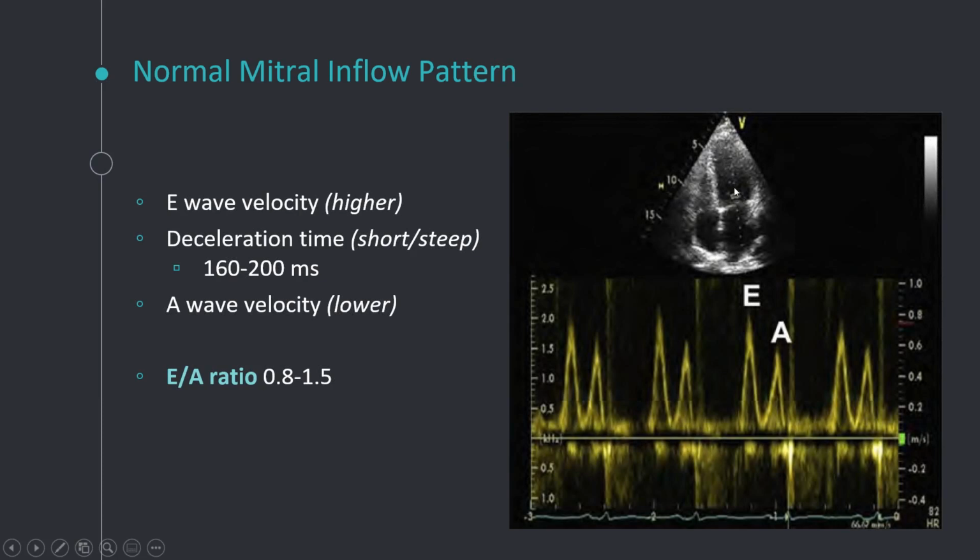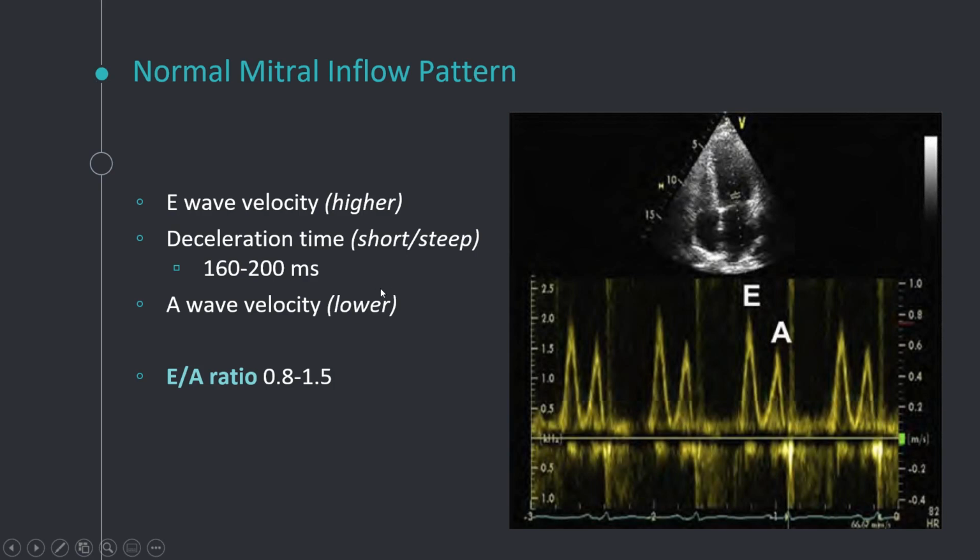And this is how it looks in real life. So you have the pulse wave cursor at the mitral valve leaflet, and you see multiple beats. You can also correlate it with the ECG at the bottom, and you can see that it happens in the diastolic phase. The first peak is the E wave as labeled here, and the second peak is the A wave as labeled here. So in a normal mitral inflow pattern, you have the high E wave velocity, the steep deceleration slope or short deceleration time, and a bit of a lower A wave velocity.